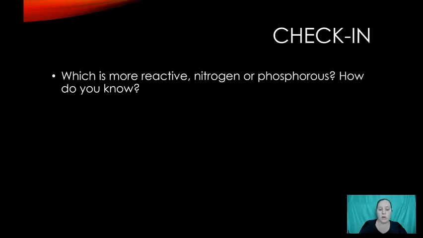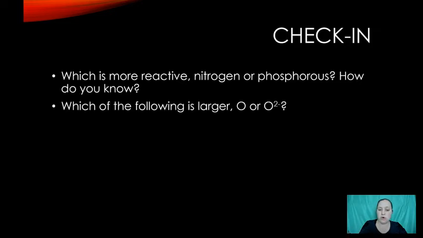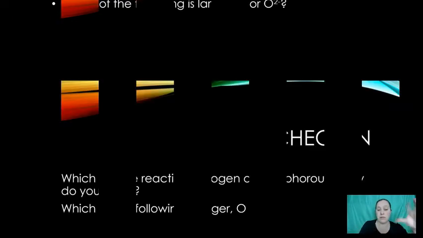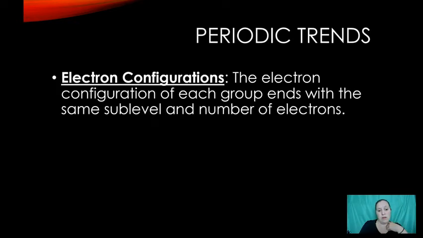So answer some questions for me. Which is more reactive, nitrogen or phosphorus, and how do you know? And which of the following is going to be larger, oxygen or oxygen with a 2- charge? That one is more of a guess. What do you think the answer is going to be? So I have oxygen, and then I have O with a 2-, so I gained 2 electrons. Do you think the ion is going to be bigger or smaller than the standard neutral element of oxygen?